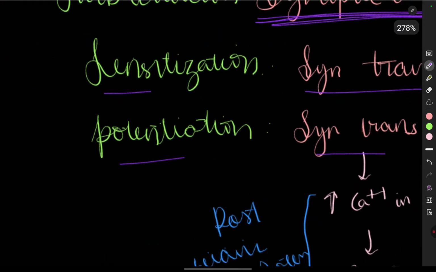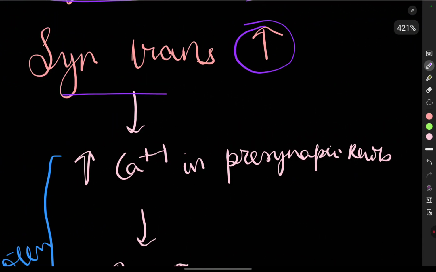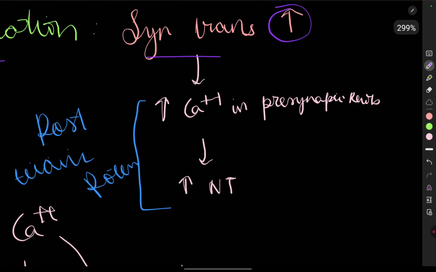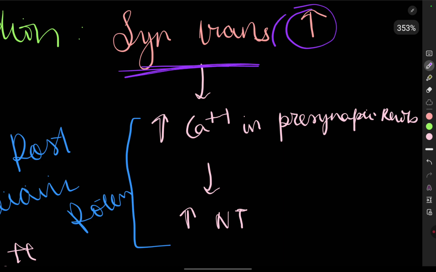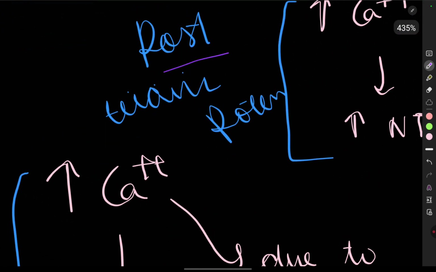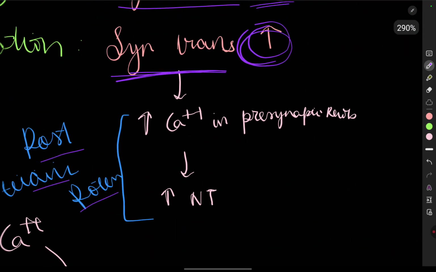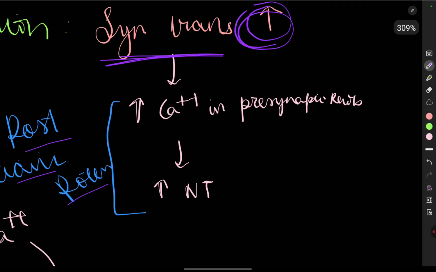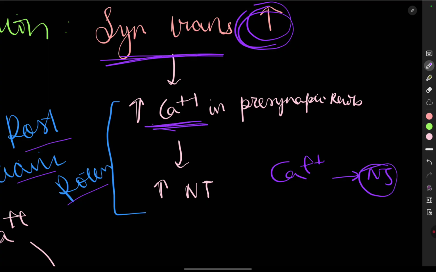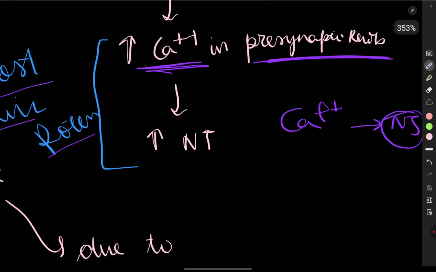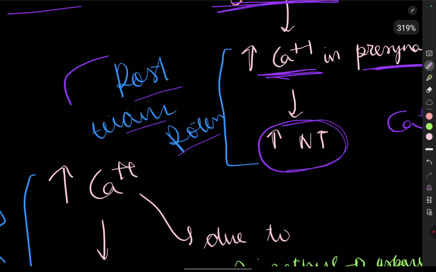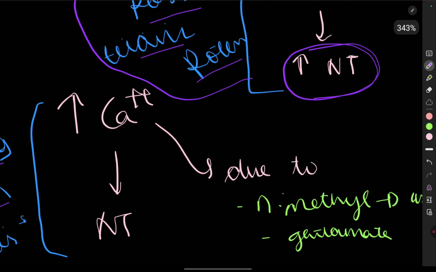Now habituation, sensitization, and now potentiation. See, there are two types of potentiation. Even in this, the synaptic transmission increases. We have post-tetanic potentiation and long-term potentiation. Remember this one thing: calcium ion influx makes more release of the vesicles and the neurotransmitters. So the calcium ion is increasing in the presynaptic terminal, causing the neurotransmitter to increase. So this is called post-tetanic potentiation.